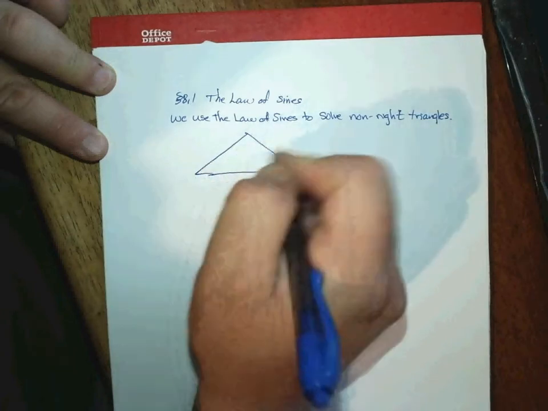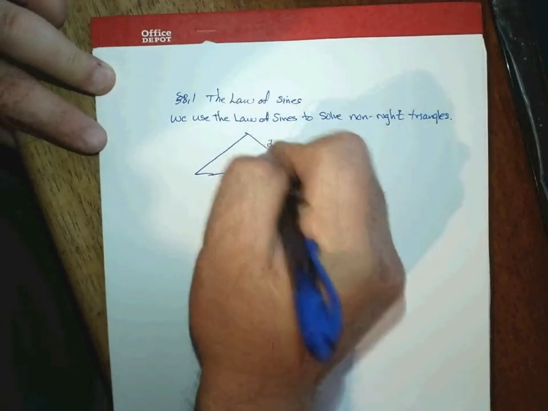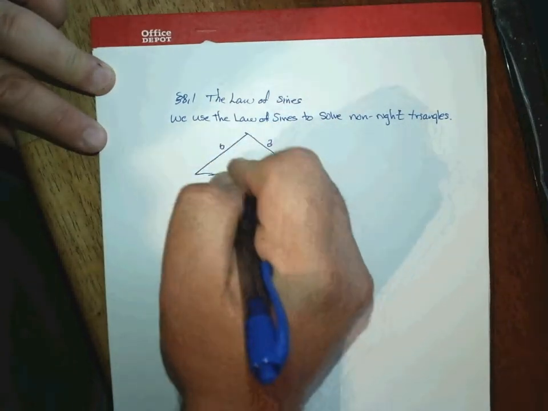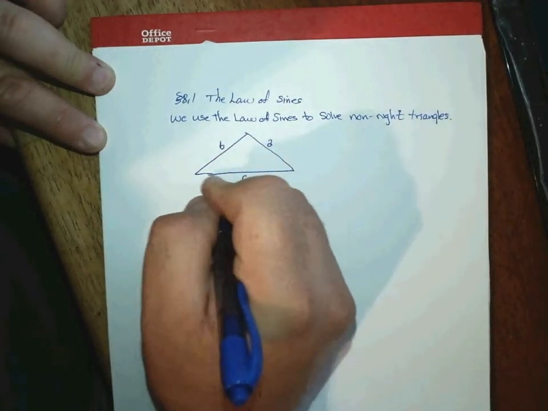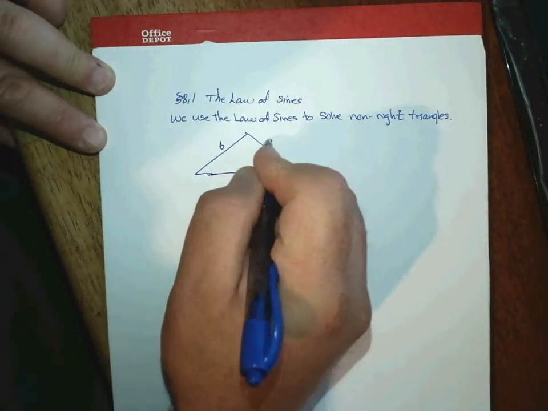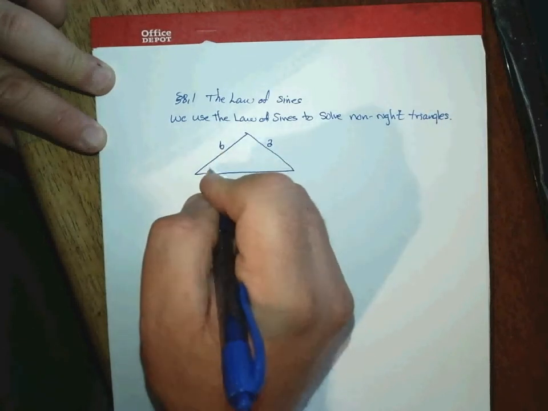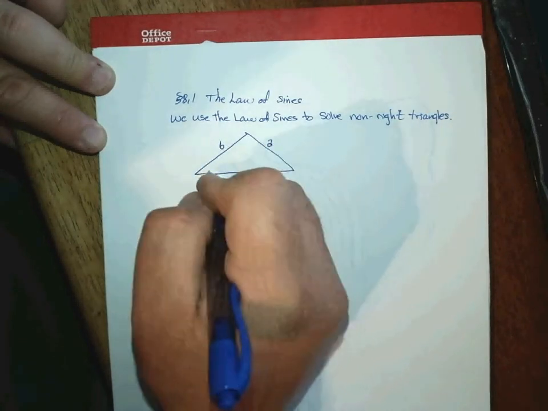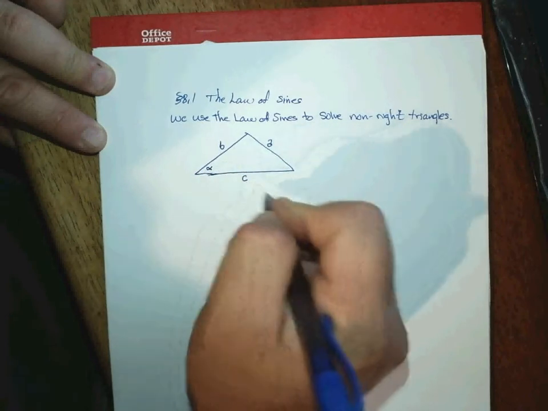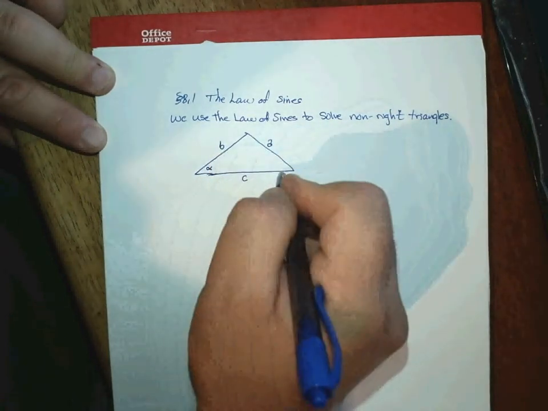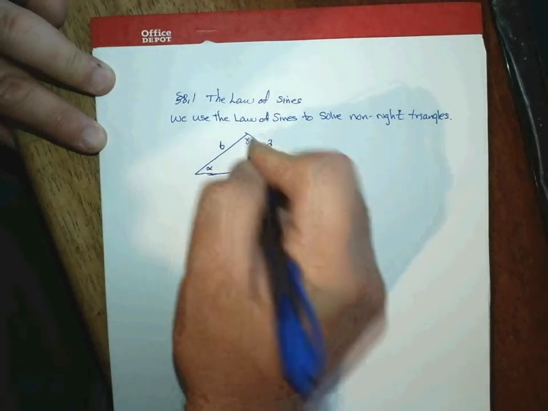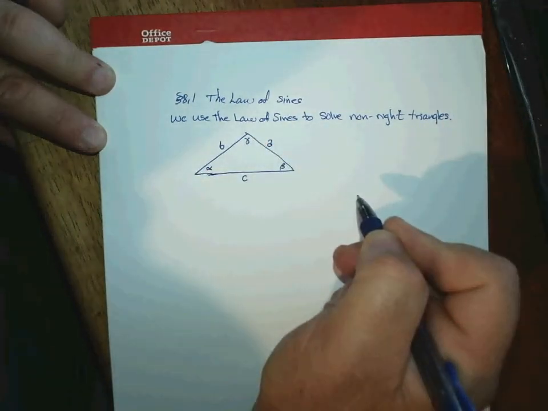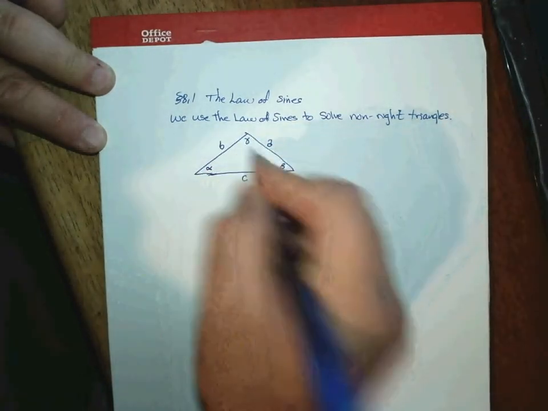So you're going to have three sides, A, B, and C, and you're going to have three angles. Now the angle opposite of each side, instead of using the Roman letter, we're going to use the Greek letter. So across from side A will be Greek letter alpha. Across from side B will be Greek letter beta. And across from side C will be Greek letter gamma. That's the A, B, and C of the Greek alphabet.